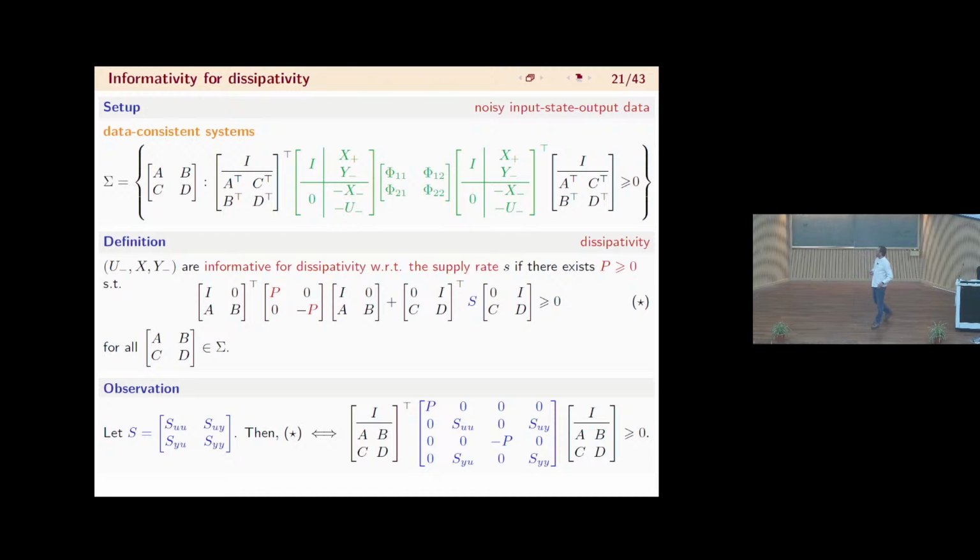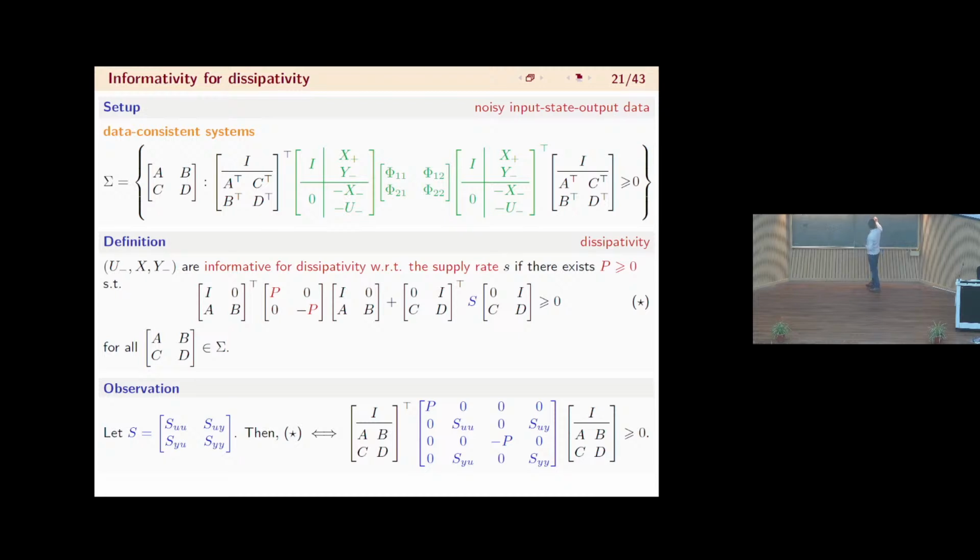Once you have this idea, you can work out different scenarios, like without a state, just input, output, and so on. But let's see why star is equivalent to this blue quadratic matrix inequality. Well, I think it is enough to write star just a little bit differently, and then the rest is going to be immediate. I am going to write star in the following way.